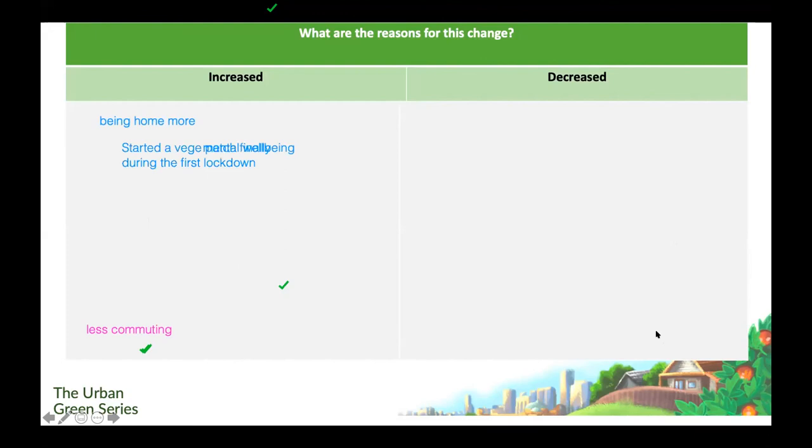And certainly from my perspective, I've spent more time at home, working from home, and it is much easier to wander out into the garden, have a bit of a look round, and keep going with a few jobs.